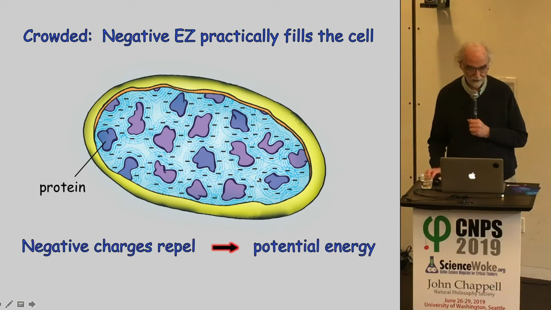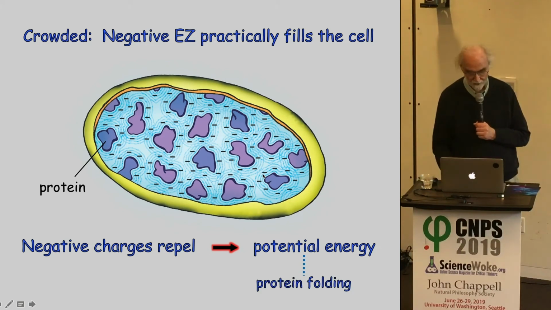But the point is that you've got all these negative charges inside the cell, and they repel each other. They want to get out, and that represents potential energy inside the cell. So this negatively charged easy water is essentially containing potential energy. And this potential energy then gets used in protein folding.